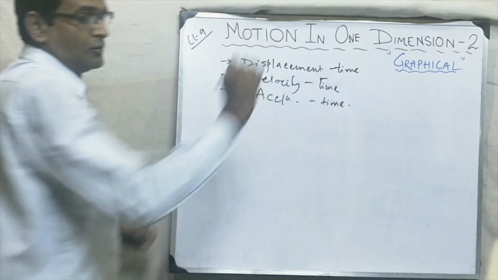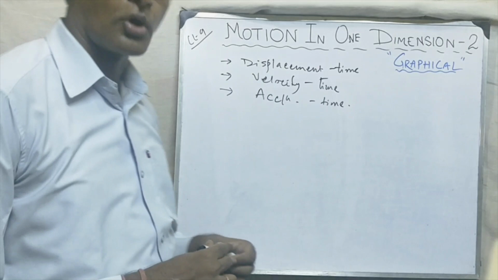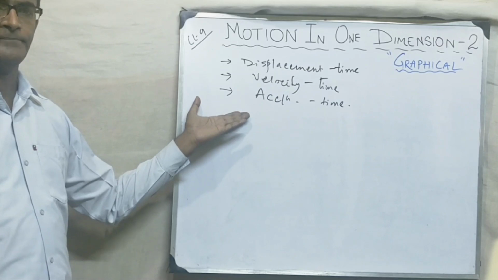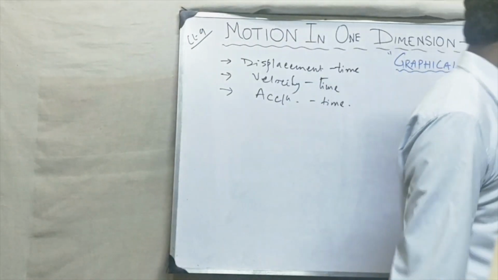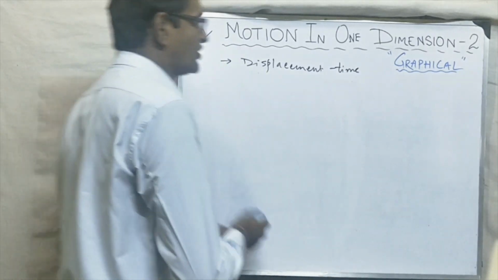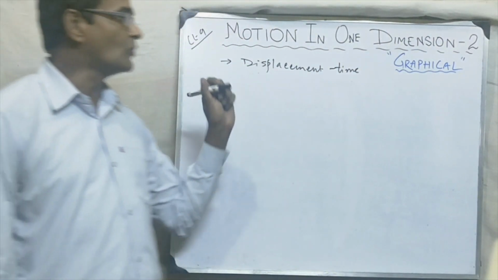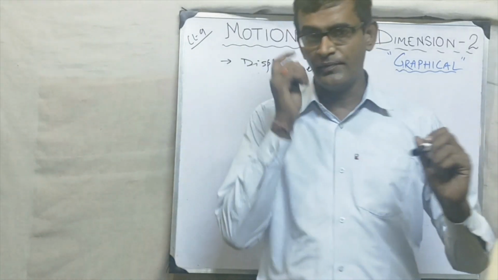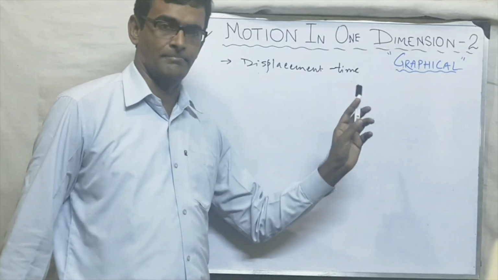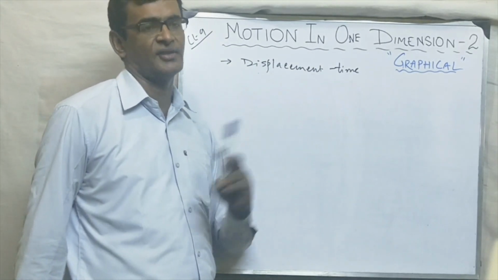Now students, today we are interested in studying how to draw the graph and what information we can get from the graph. So let's start with the first thing, the displacement time graph. Let me remind you that this is motion in one dimension, which means the body is moving in a straight line. And when a body is moving in a straight line, distance and displacement are both the same. So displacement time graph or distance time graph, that doesn't matter.